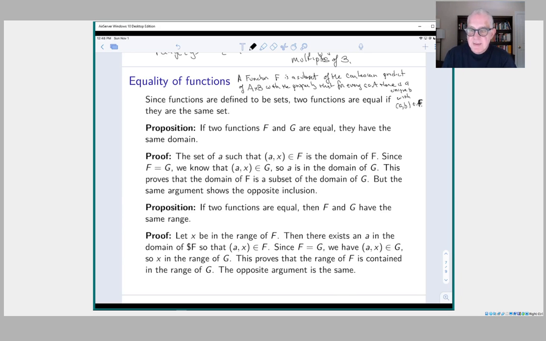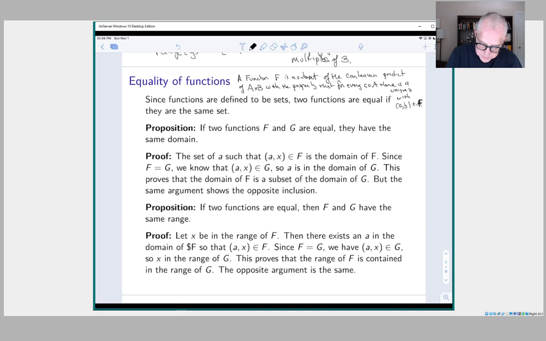So we'd like to know something about when two functions are equal, and we can prove two simple propositions. For two functions to be equal, they have to have the same domain and they have to have the same range. Now that's not enough. There are lots of functions that have the same domain and the same range that are unequal. But at the very least, if they're going to be equal, they have to have the same domain and the same range. So let's start by proving that if two functions f and g are equal, they have the same domain.